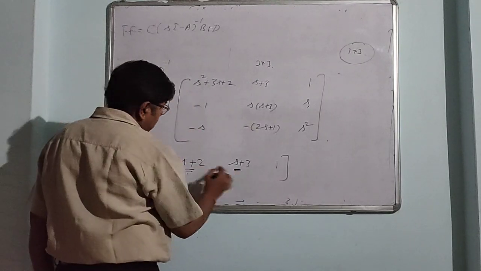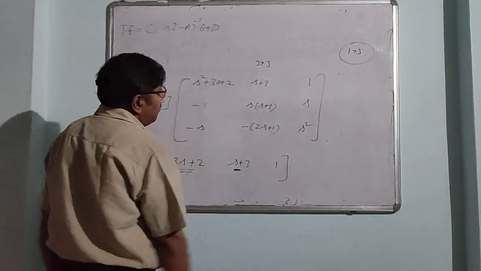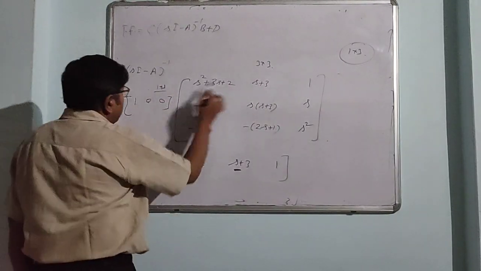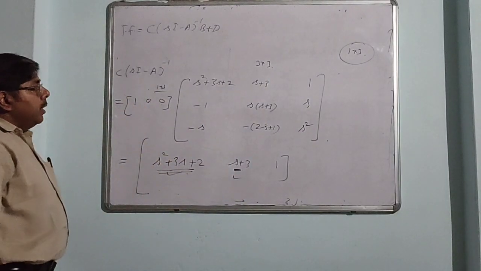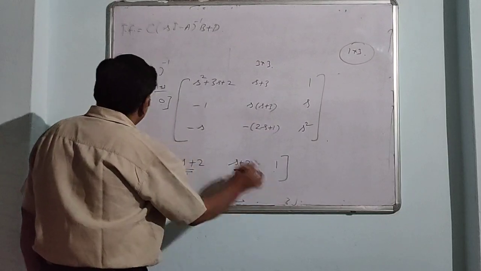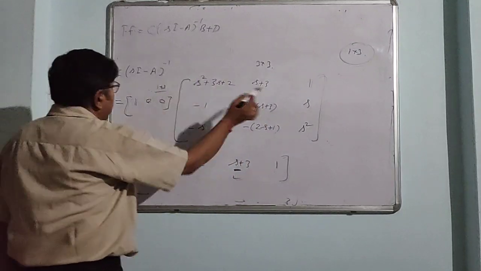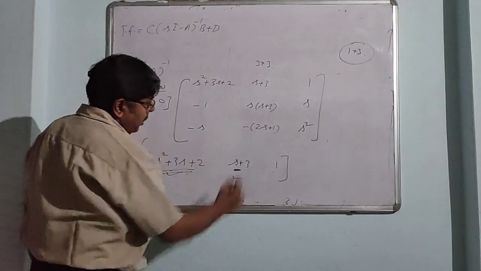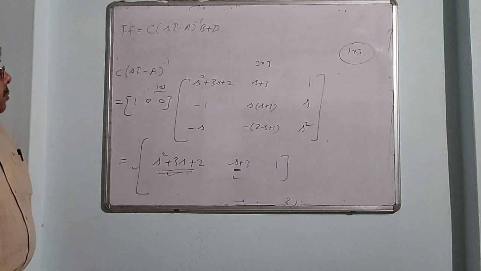For this element, first row second column: 1 into this plus 0 into this plus 0 into this, so you will get this second. And for the third one, the first row third column, corresponding terms, 1 into 1, 0 into s plus 0 into s. So you will get this after multiplication.